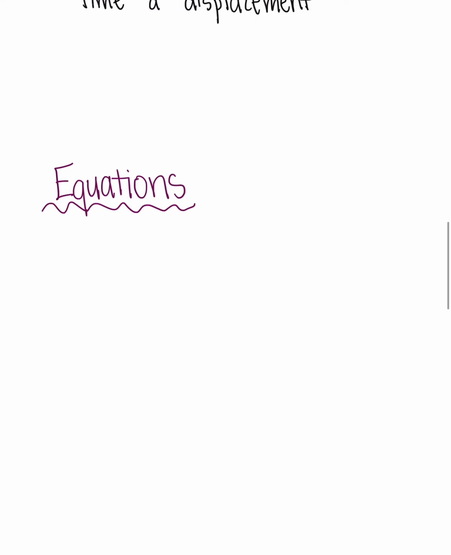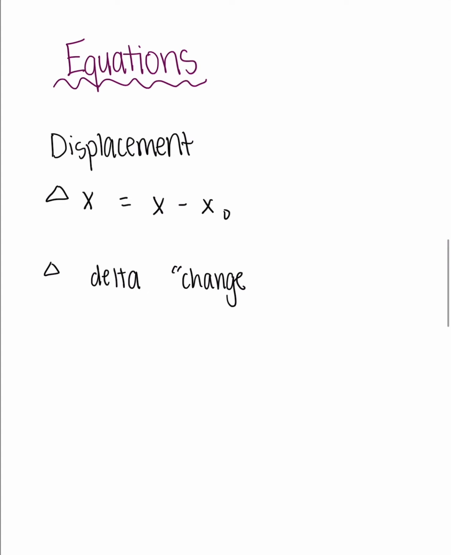With those two definitions in mind, we will now see the equations for them. For displacement, the equation would be change in x is equal to x minus x naught. The little triangle is delta, the Greek symbol for change in, while naught is origin or original.